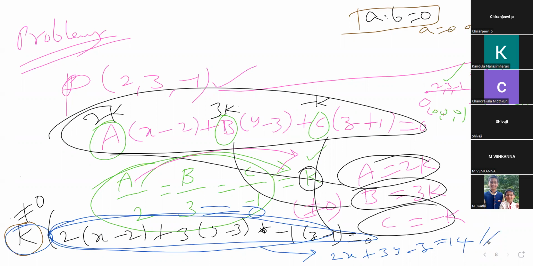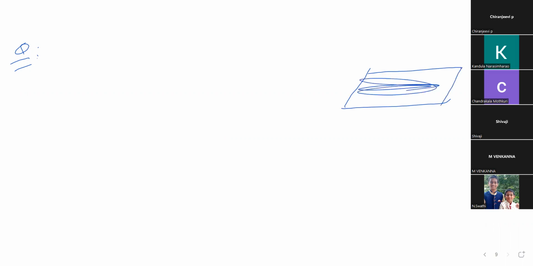And now my next problem: just try to answer this question. Find the equation of the plane. We are given a problem like this. I'm expecting the answer from you only. Find the equation of the plane which passes through the point. This is my plane only, this whole thing is my plane.